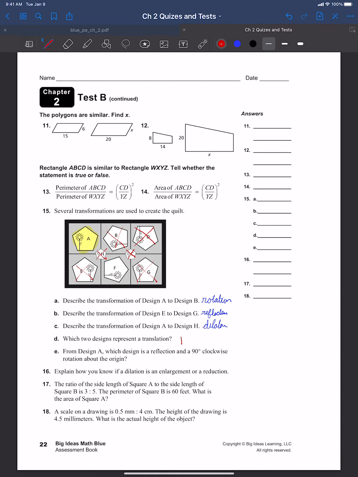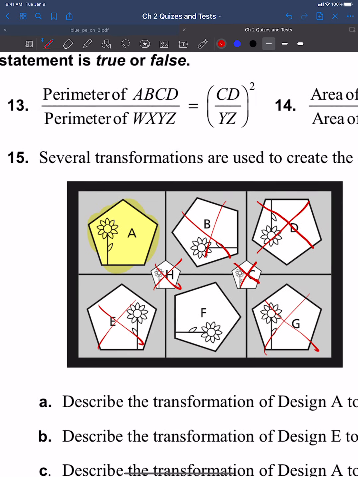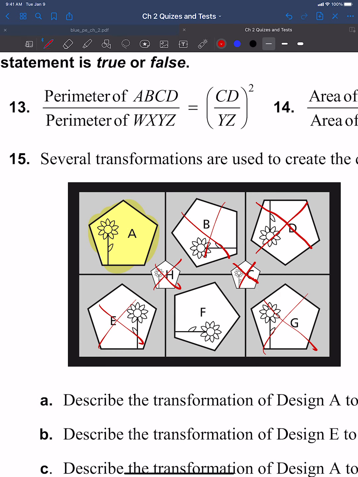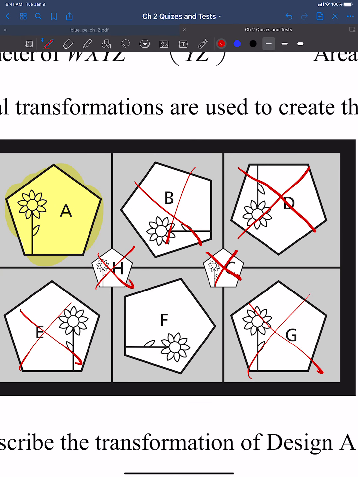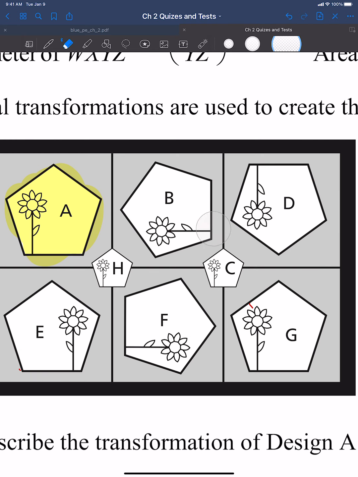A and G look exactly the same. Yeah, to me that's what they are. Which ones? A and G. Yep, A and G are the same. That's a translation. It just means it slid, right? It didn't slide, it's in the same position. Well, right, but translation means that it doesn't orientate any differently, right? It just moves. Same image, just somewhere else, right?